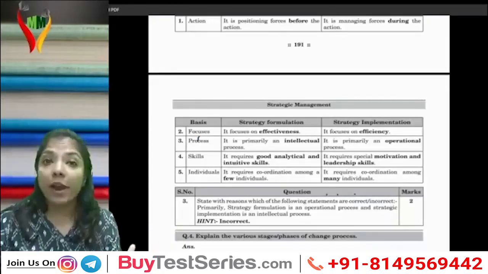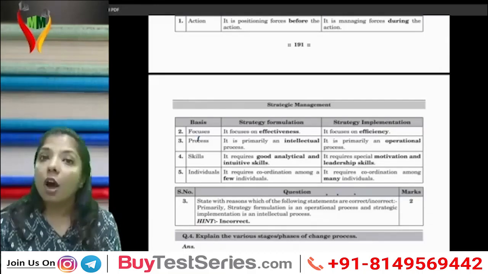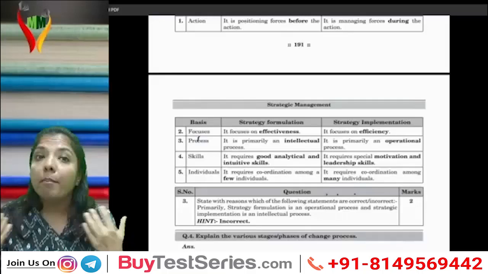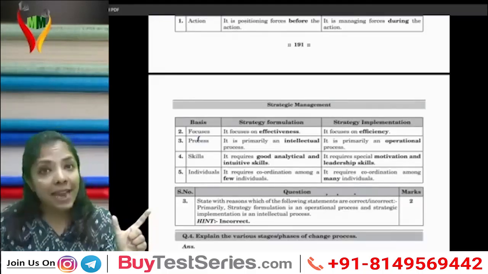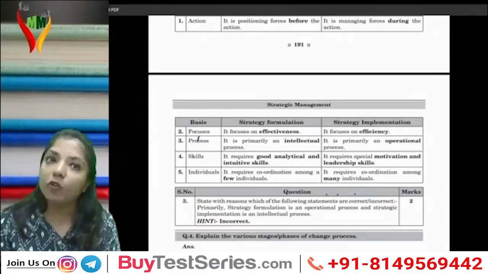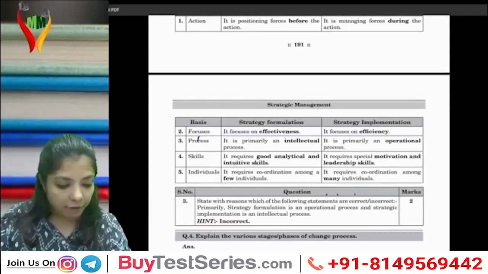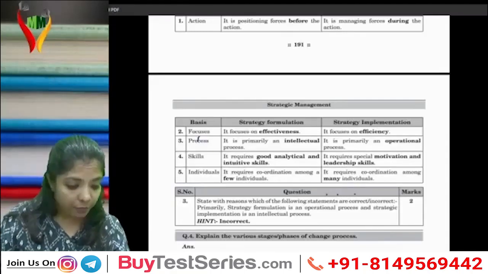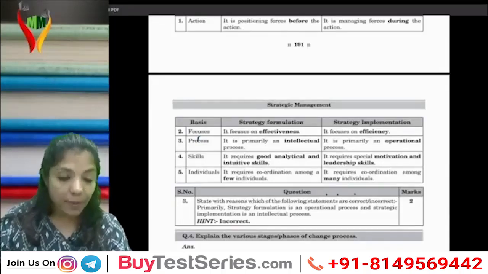And last, fifth point, individuals. How many people are there on the top? Only few. How many are there at the lower level? Many. There are few individuals on the top, but there are many at the lower level. We know that. Few at the top level and many at the lower level to implement it. So these are the 5 points as difference between formulation and implementation. Am I very clear?